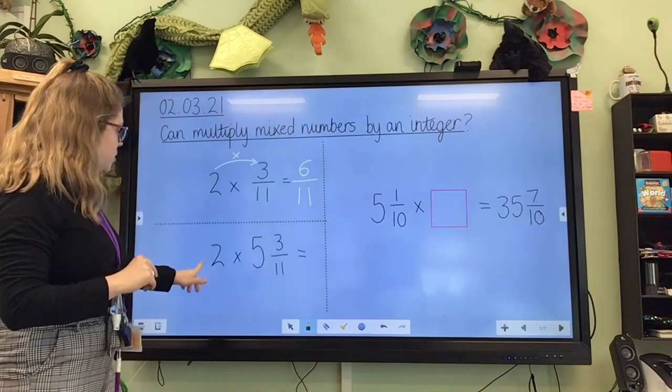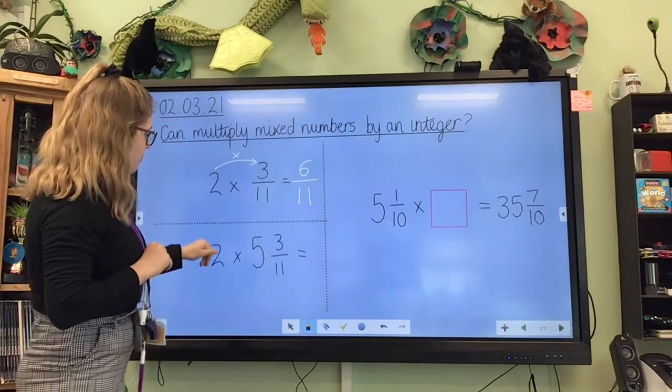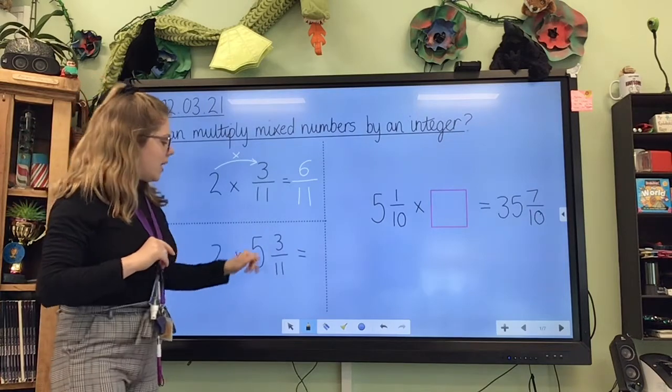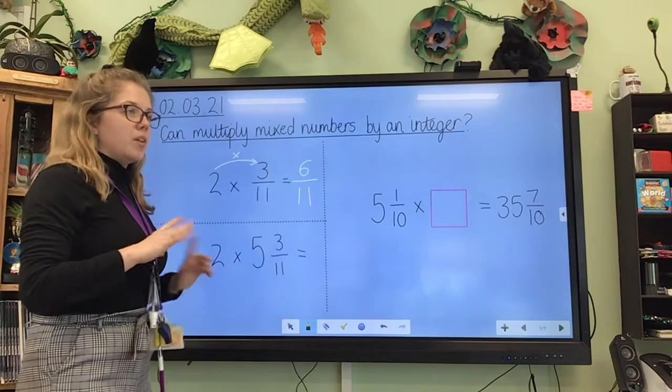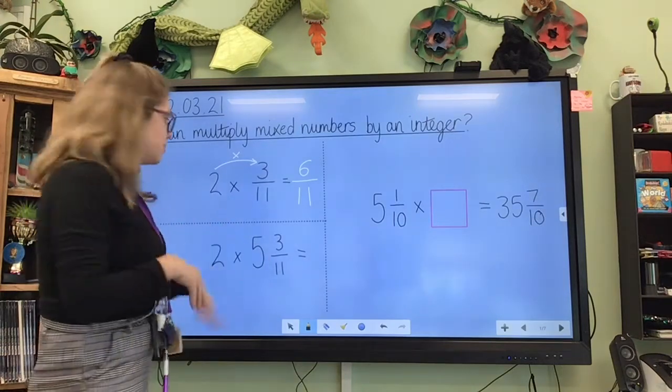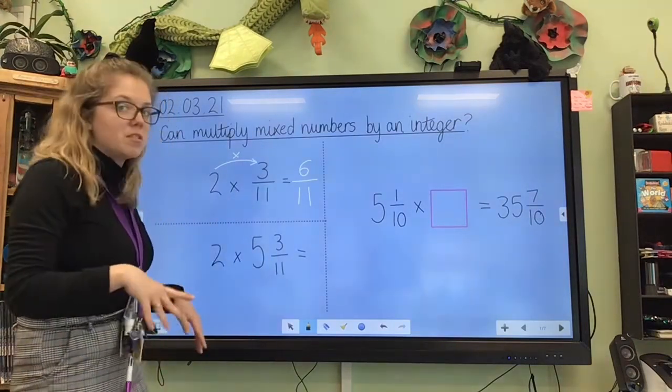And we've got question 2, multiplied by 5 wholes and 3/11ths. Now this is what we're moving on to today, but I just wanted to see what you would do if you were faced with this question. How would you attempt this question?